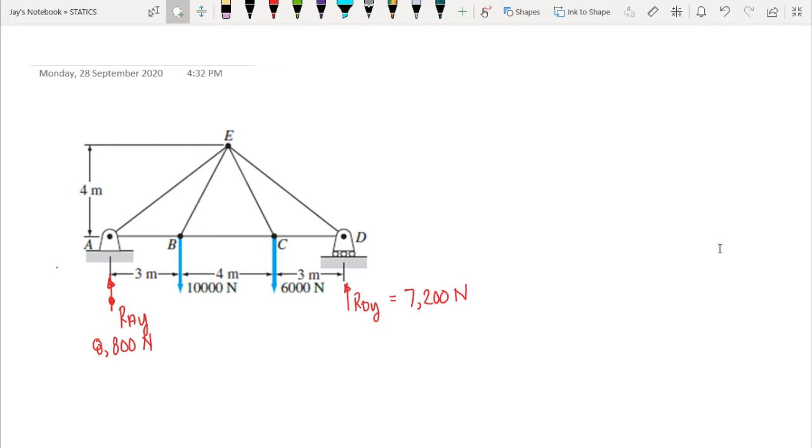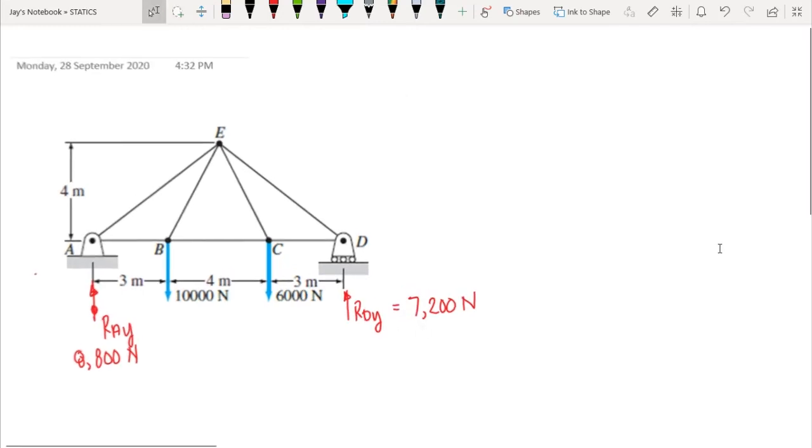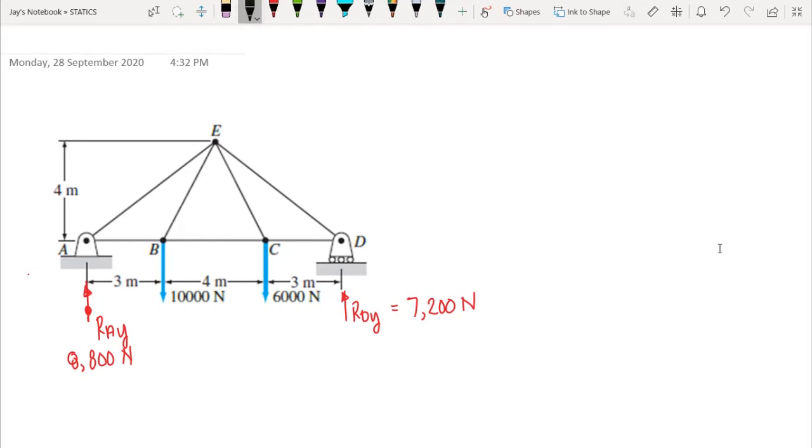But for A and D, we have two members connected. So therefore, we can use either joint A or joint D. But in this example, I'll use joint A here as our first joint for analysis. So we have joint A. Now at joint A, we have forces acting on that joint. We have the reaction AY, and this one we have computed already. This one is 8,800. Now we have the force of member AE and member AB.